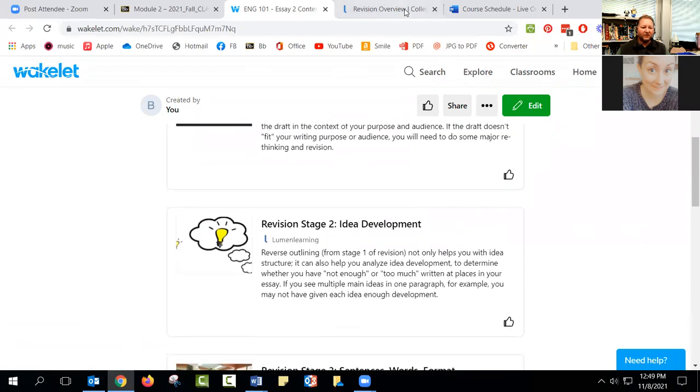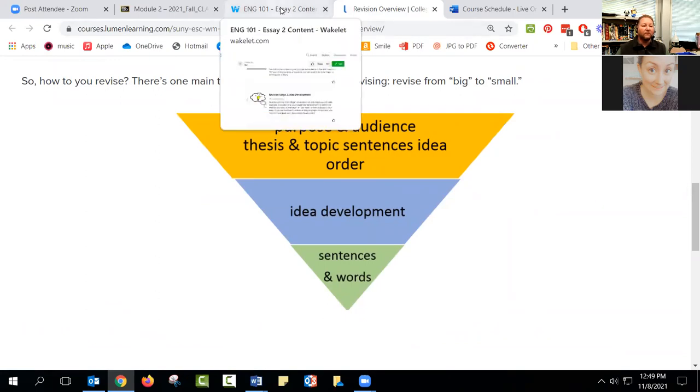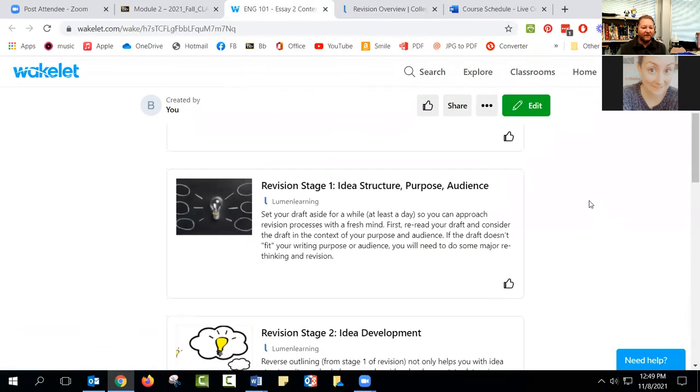And you look at stages 1, 2, and 3. Oh, it looks just like this: stage 1, stage 2, and stage 3. And this is the exact order you should do revision, right? For any kind of paper again.